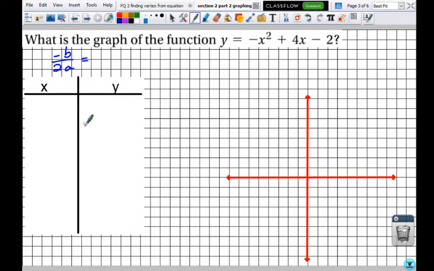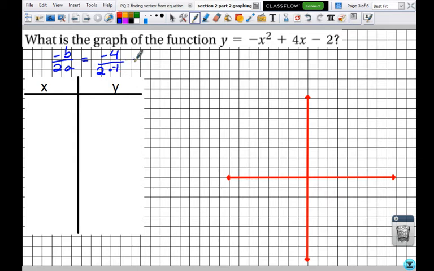Is it 4? Just 4. Negative... oh, 4. Alright, let's pay attention. So I'm going negative b, which means negative 4, over 2 times a. What's a? It's negative... No, it's negative 2, because x times negative 1.